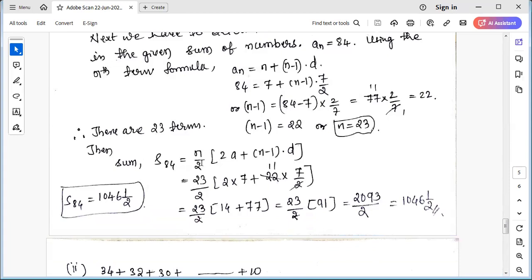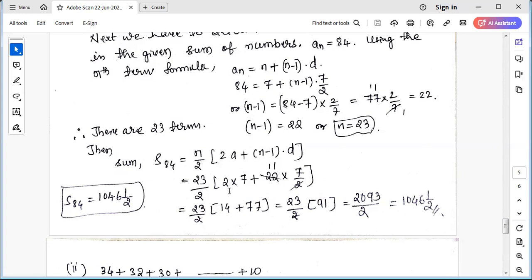So S84 is equal to n by 2 into 2a plus n minus 1 into d. Here n is 23 divided by 2, 2 into a is 7, plus n minus 1 is 22 into d is 7 by 2. You cancel here, 2 ones are 2, so 22 gets cancelled. So write the remaining terms.